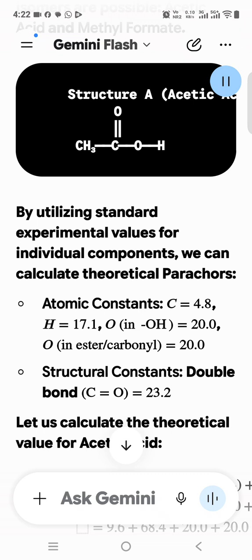2. Concept of parachor. Introduced by Sugden. The parachor is an empirical property that links surface tension with molar volume. It is defined by the expression where M is the molecular mass, ρ_L is the density of the liquid, and ρ_V is the density of the vapor at the same temperature.